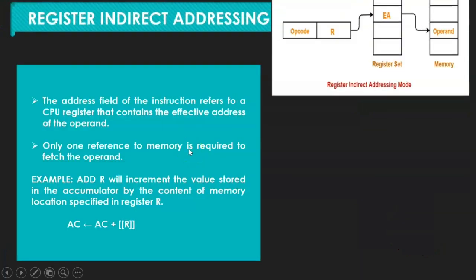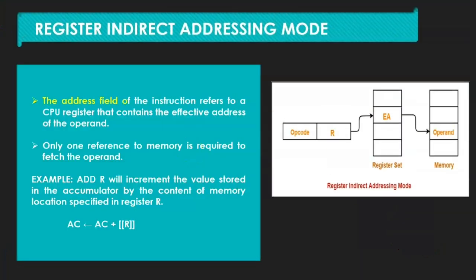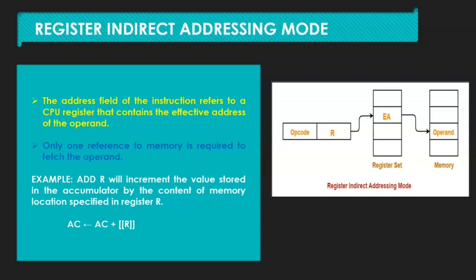In the register indirect addressing mode, the address field of the instruction refers to a CPU register that contains the effective address of the operand. Only one reference to memory is required to fetch the operand.